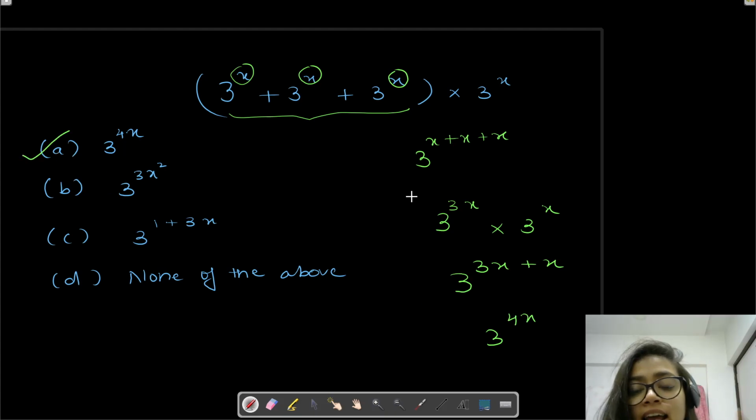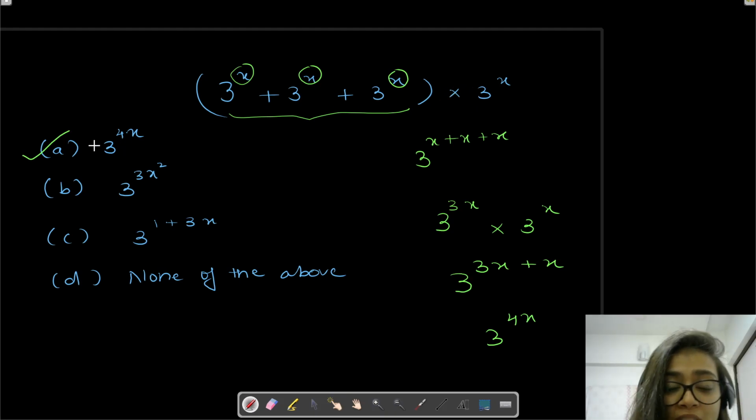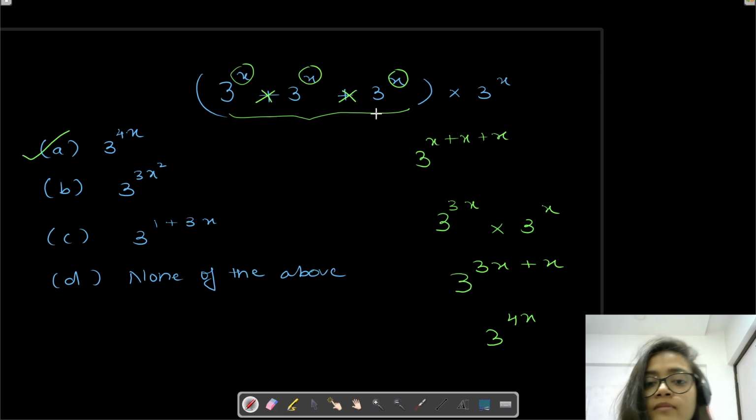And you see that SAT test makers will always give you the incorrect option as option A, because they know exactly what mistakes students are going to make. Okay, so don't do this. You cannot add the exponents here because these powers are getting added. This is addition. You could have added the exponents if this had been multiplication. Then this answer would have been correct. But no, this is not multiplication, this is addition.